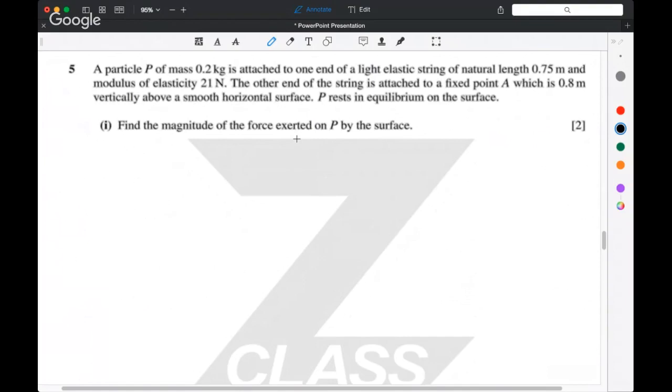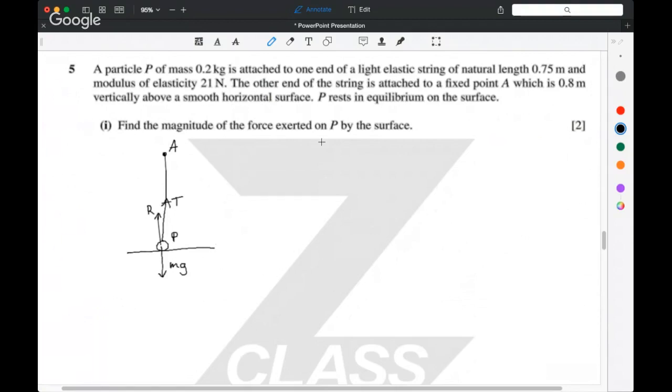This is another sort of balls on strings question, a perennial favorite. We have a particle attached to one end of a light elastic string. This is a vertical question. So we have some point A, and a string going down to some particle P, resting on this surface. What forces are at play here? Well, the particle obviously has a weight, mg, and therefore there will be a reaction force, R, and there will be a tension in the string, T. Those are all the forces acting at the moment.